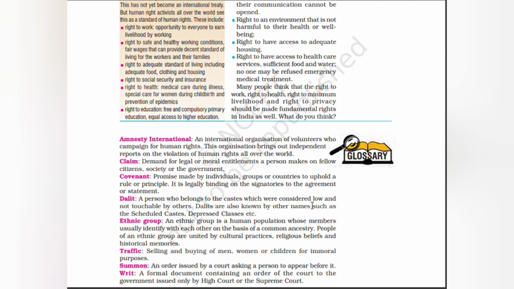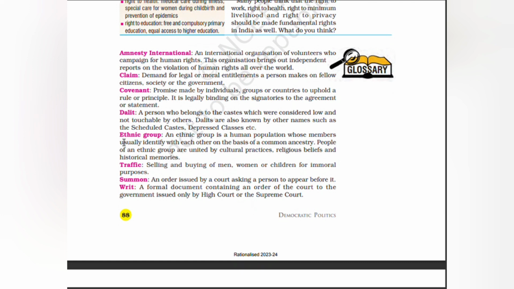Dalit: a person who belonged to the castes that were considered low, not touchable by others. That is also known by other names such as the scheduled castes, depressed classes, etc. Ethnic group: an ethnic group is a human population whose members usually identify with each other on the basis of common ancestry. People of an ethnic group are united by cultural practices, religious beliefs, and historic memories. Traffic: selling and buying of men, women or children for immoral purposes. Summon: an order issued by a court asking a person to appear before it. Writ: a formal document containing an order of the court to the government, issued by the High Court or the Supreme Court.